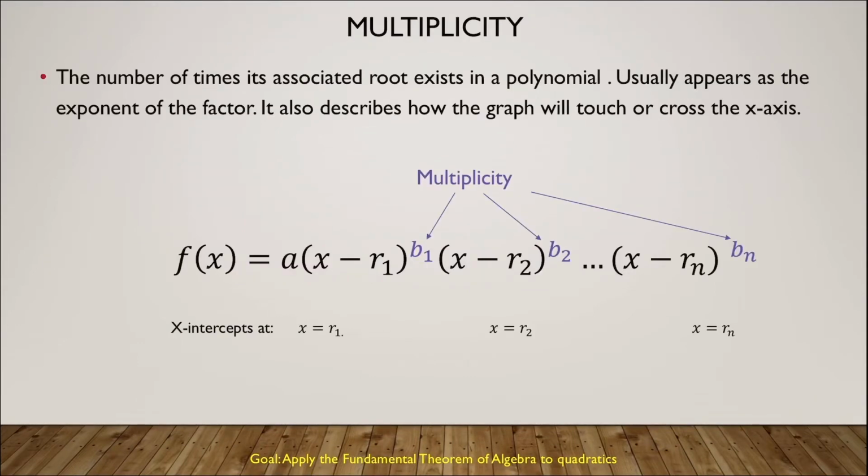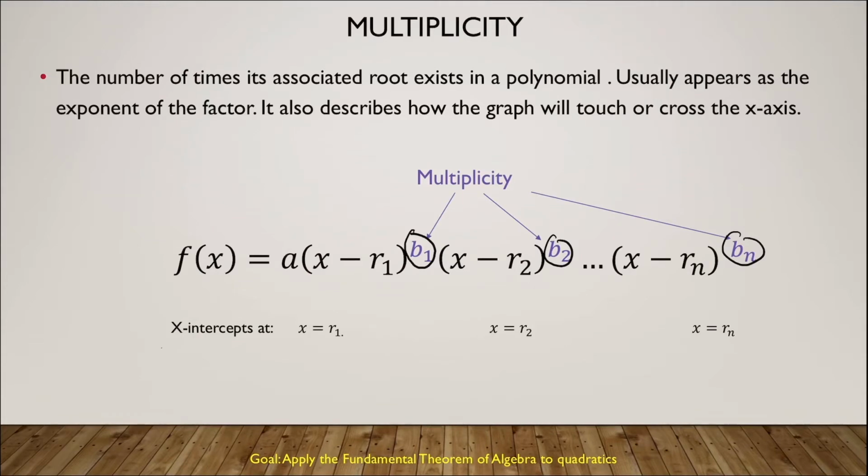My multiplicity rule is the number of times the root exists in a polynomial. This usually appears as the exponent of the factor. It also describes how the graph will touch or cross. When we're talking about multiplicities, we're looking at the exponents, how many times that root is a solution. You'll learn in Math 3 how that changes the look of the graph and how it touches or crosses the x-axis.